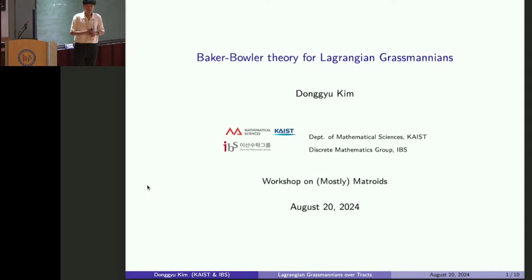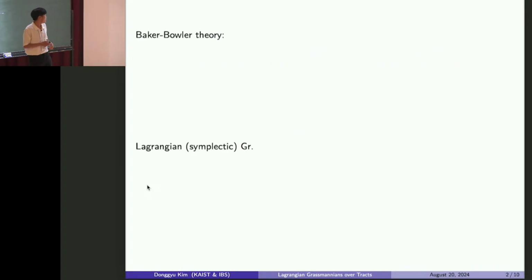Next, we have Donggyu Kim, who is actually from IBS, talking about Baker-Bowler theory for Lagrangian Grassmannians. Thank you for the introduction. Here, Bowler is Nathan Bowler, who is here. I'm very appreciative to be talking about some extension of his theory. Let me introduce what the Baker-Bowler theory and the Lagrangian symplectic Grassmannian are.